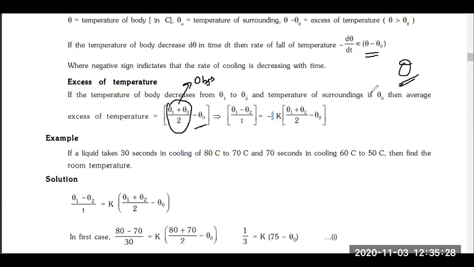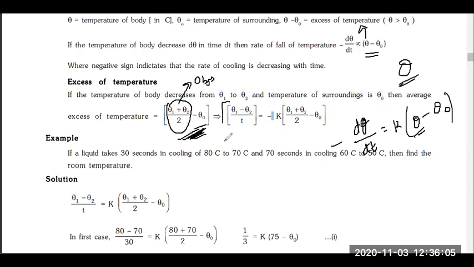So if you use this expression, I can say that minus d theta by dt is equal to constant k times theta minus theta naught, and this theta is the average temperature of the object. Got it? So this is the expression that we will get. You just have to use this expression.